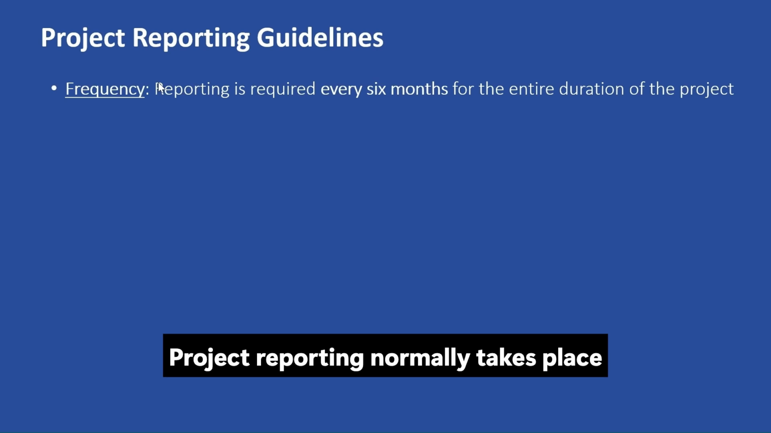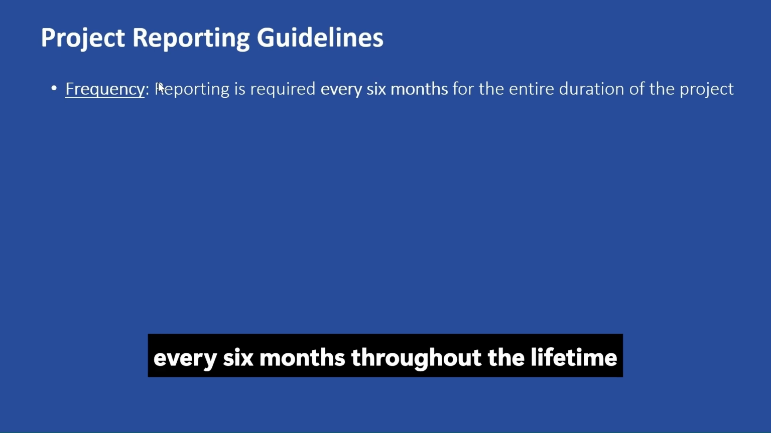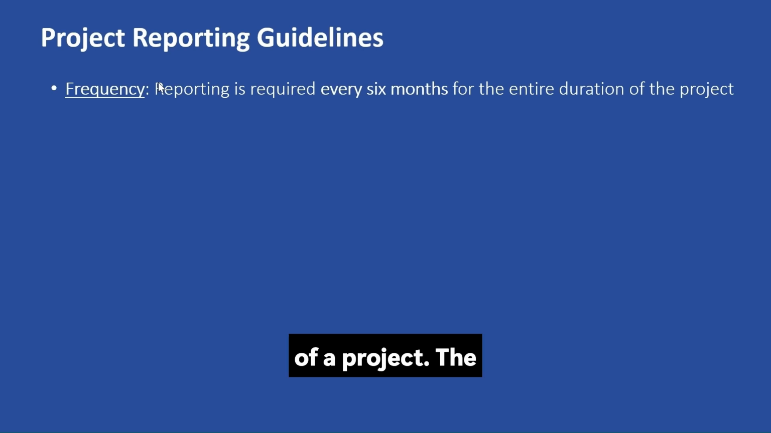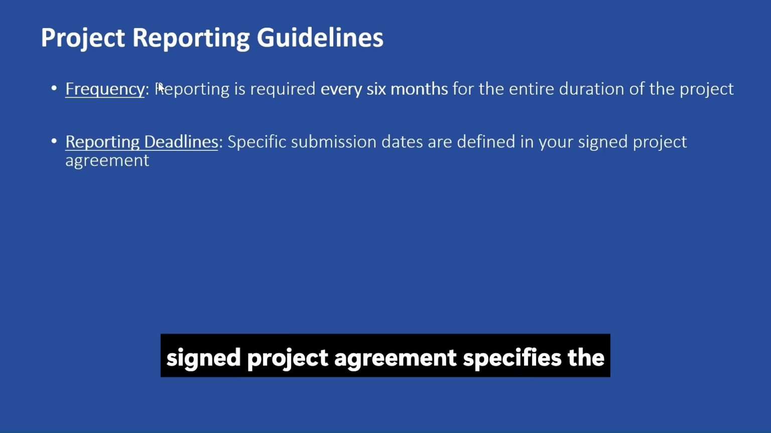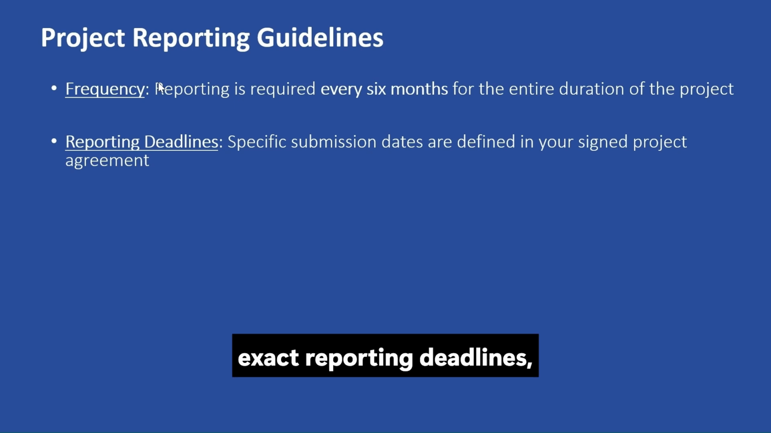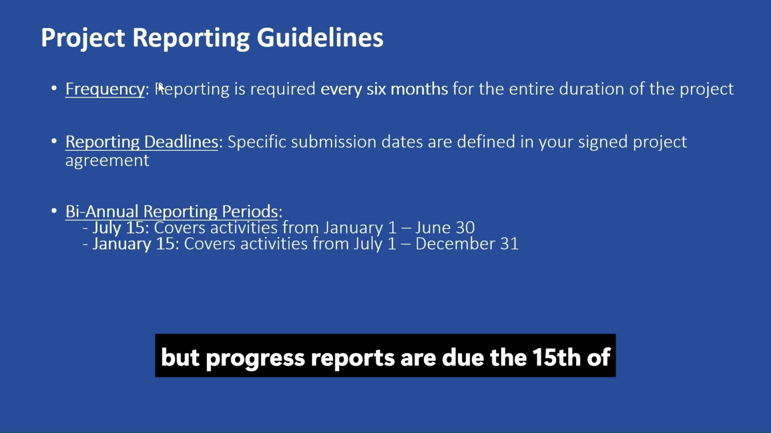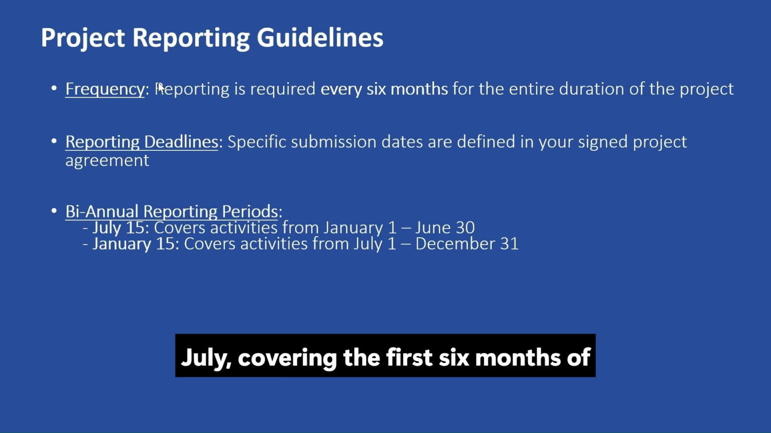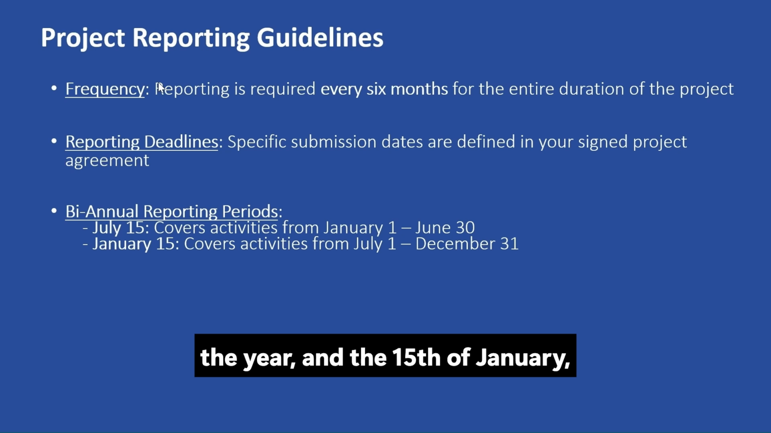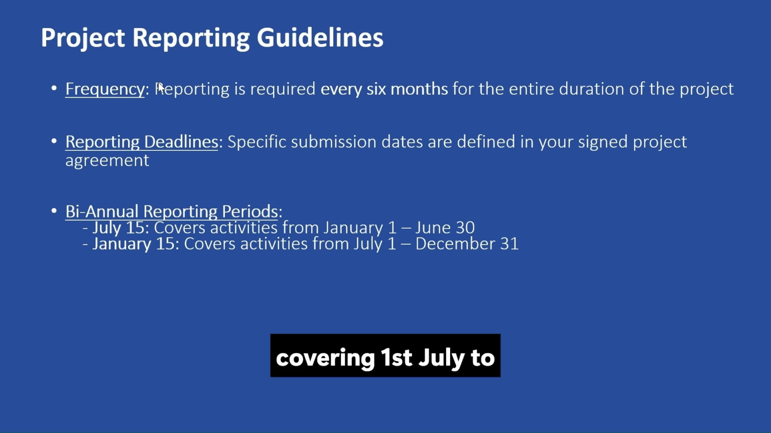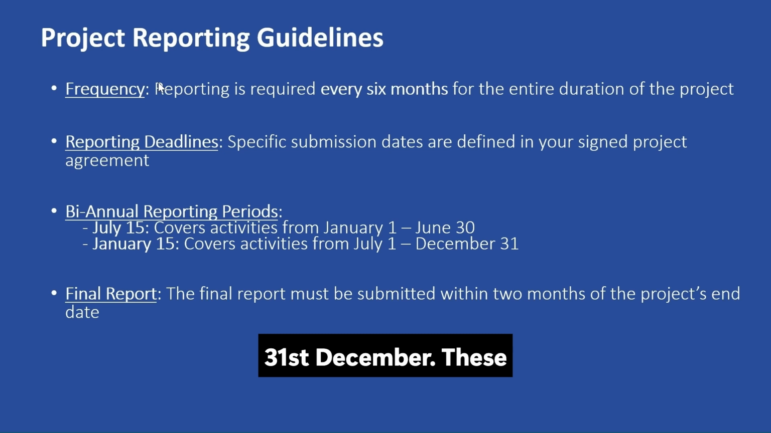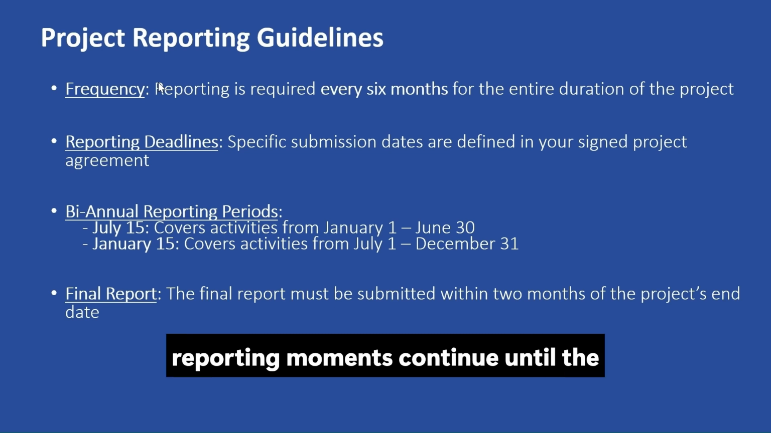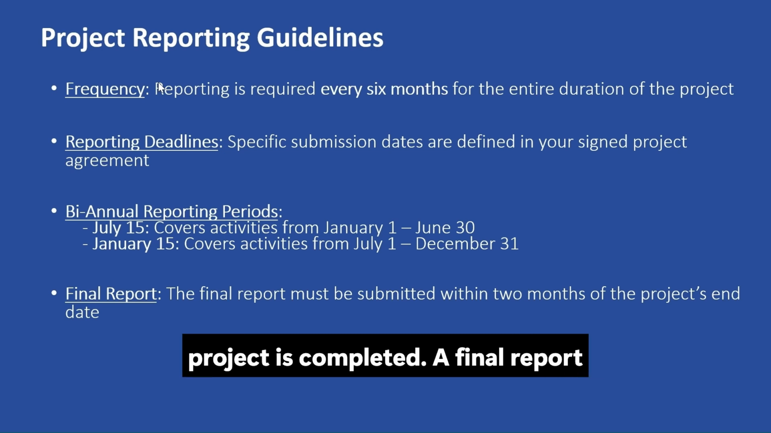Project reporting normally takes place every 6 months throughout the lifetime of a project. The signed project agreement specifies the exact reporting deadlines, but progress reports are due the 15th of July, covering the first 6 months of the year, and the 15th of January, covering 1st July to 31st December. These reporting moments continue until the project is completed.